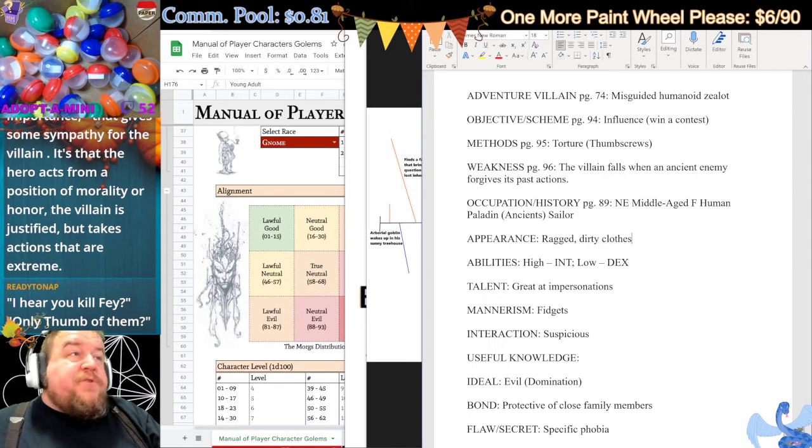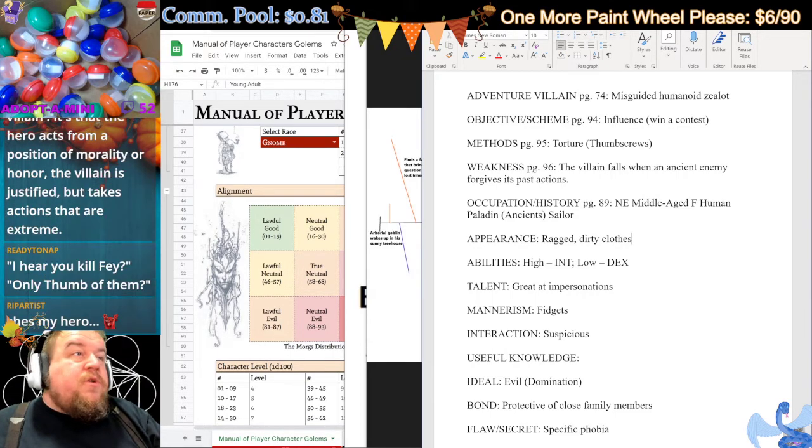After Foff says, my stream dropped, repeating my post: circumstances or situations cross the path of the villain and the hero. For the hero, it's incidental. For the villain, it is of great importance. That gives some sympathy for the villain. It's that the hero acts from a position of morality or honor. The villain is justified, but takes actions that are extreme.